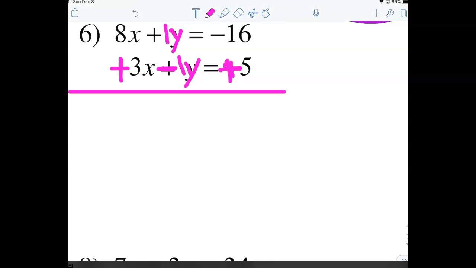When I do that, 8 plus 3 makes 11x. 1 minus 1 makes a cancel, cancelo. I bring down the equal sign. I have -16 plus 5. This creates a subtraction sort of thing where I get 11, but the negative was bigger, so I get -11. From here, you can solve. You can do it. So I'm going to leave it for you.